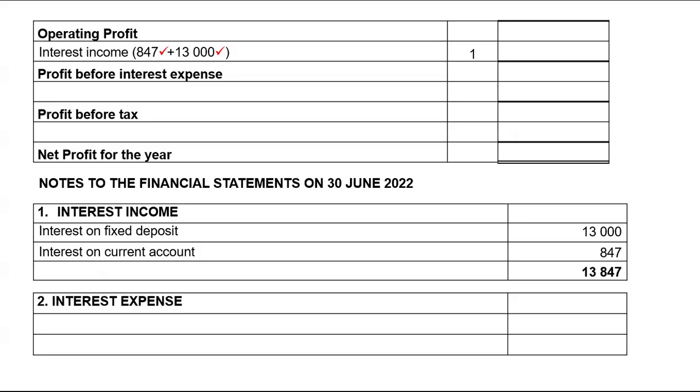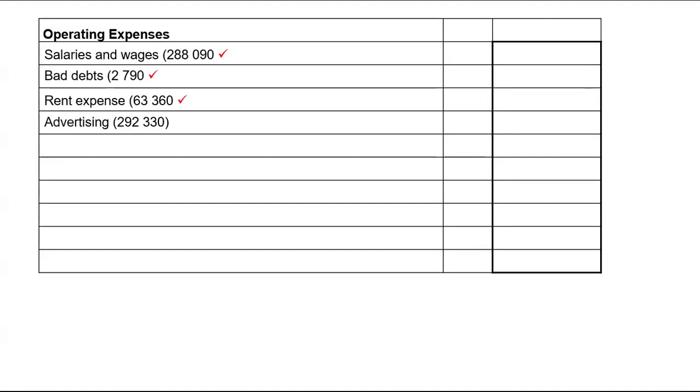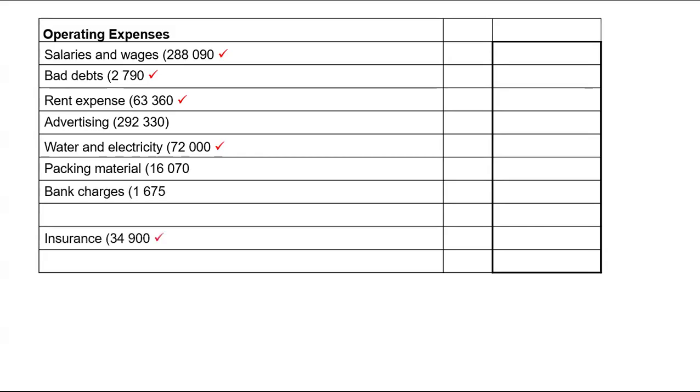Now let's just record all our expenses. Salaries and wages, bad debts, rent expense, advertising, water and electricity, packing material, bank charges, insurance. All of those will be recorded under operating expenses. You just open the bracket and write the value. And the last one was insurance. So I'll stop immediately when I see insurance, and that'll be it.